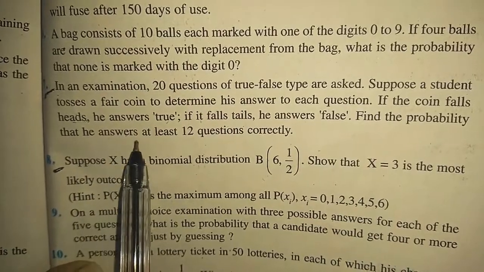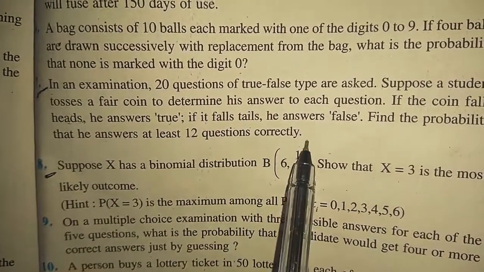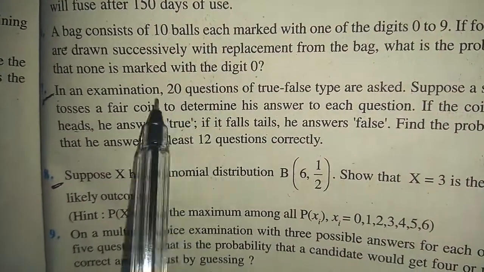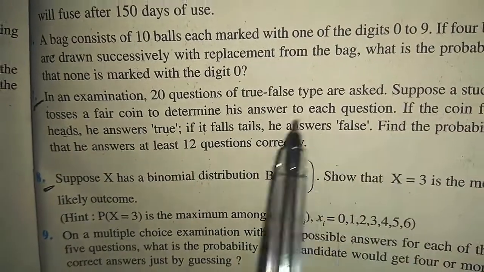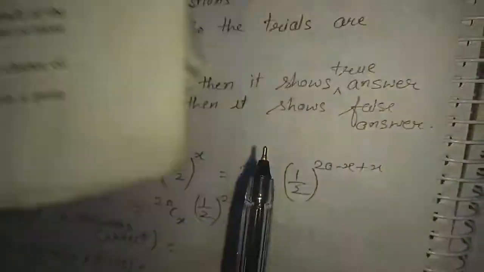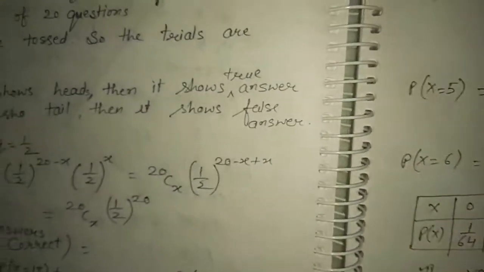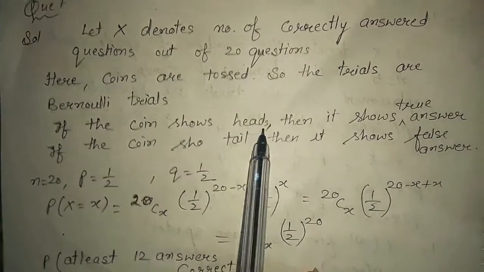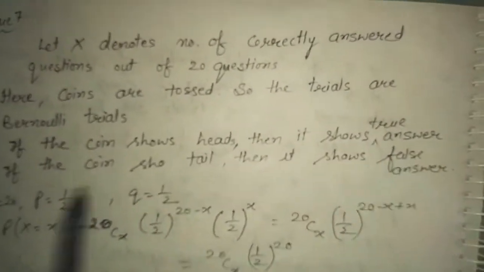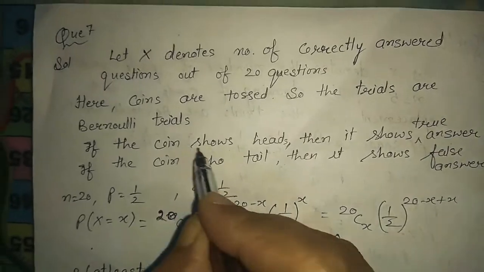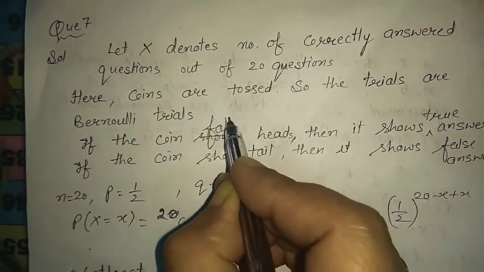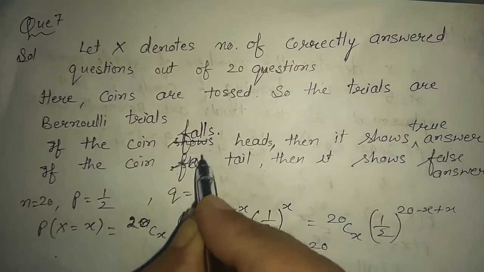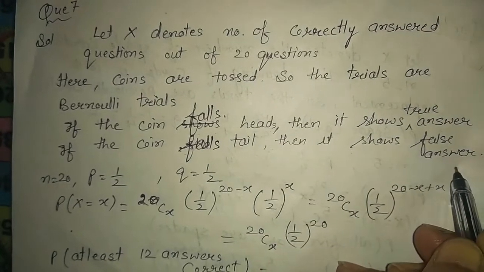Find the probability that he answers at least 12 questions correctly. At least 12 questions correctly. This is also Bernoulli's trials, because the number of questions is finite, and tossing a coin is a Bernoulli's trial. Repeating, tossing a coin is a Bernoulli's trial. So in this question, if the coin falls heads, then it shows a true answer. If the coin falls tail, then it shows a false answer.